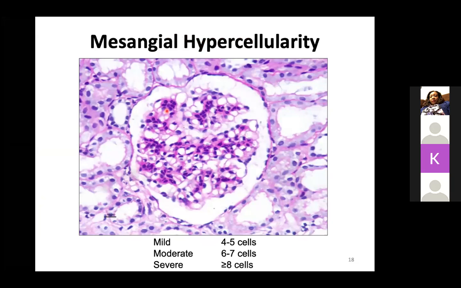I mentioned to you that this pink thing is mesangium. If there are more than 4 nuclei here, that is mesangial hypercellularity. Depending upon the number of increased nuclei in this mesangial region, we will grade it as mild, moderate, and severe. Please make note, in mesangial hypercellularity, these capillary lumina are free. They are white. There are no cells here. So that is what mesangial hypercellularity would be.